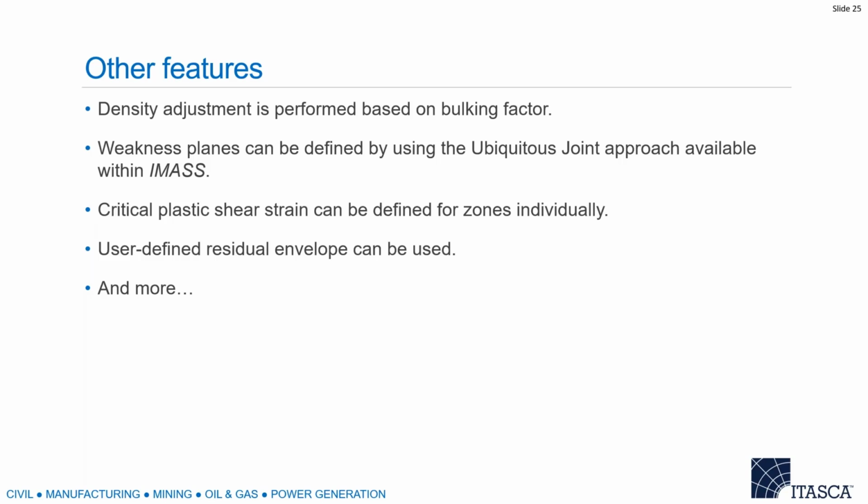There are many more features in IMASS than the time allows us to cover. One of those is density adjustment, which is very important in caving simulation. You can simulate weakness planes in IMASS using ubiquitous joint in Flag 3D, so it has that hierarchy structure that it can borrow ubiquitous joint from Flag 3D. Critical plastic shear strain can be defined for zones individually. It's not like the past where you could only define this critical plastic shear strain as tables. It's a property for each individual zone that you can alter, and a user-defined residual envelope can be used.